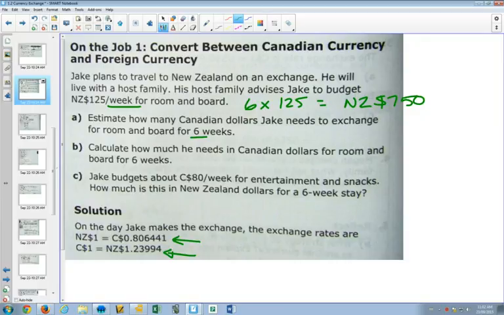So now, if we wanted to estimate it, what would you think? If it's 80 cents for 1, 750, what would your estimate be? So we want to say that New Zealand $750 is about, you think it's about $1 Canadian, $100 Canadian, $500 Canadian, $20 Canadian?